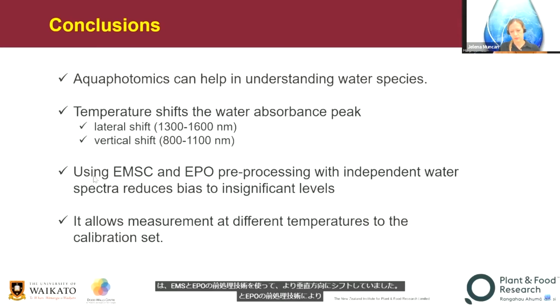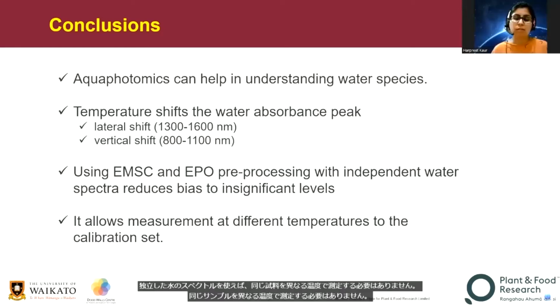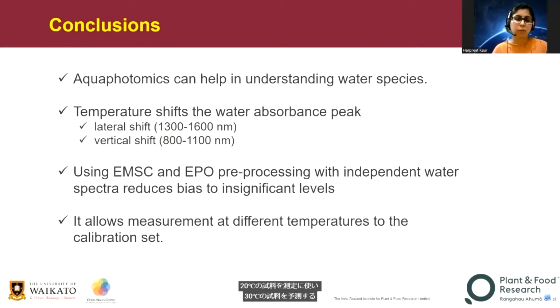Using EMSC and EPO preprocessing techniques with independent water spectra, it has reduced bias to insignificant levels. So it means that using an independent water spectra, we don't need to measure the same sample at different temperatures. We can use sample at 20 degrees Celsius to predict samples at 30 degrees Celsius. So it saves time. We only need to measure water samples at different temperature. It allows measurement at different temperatures to the calibration set.